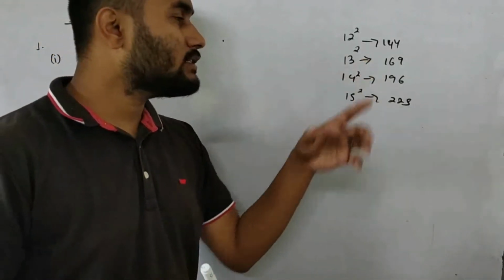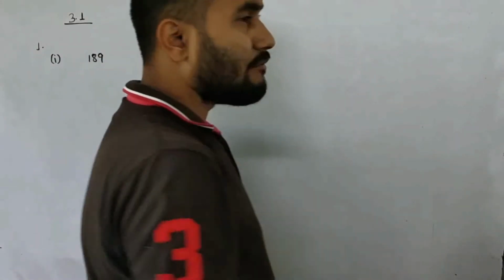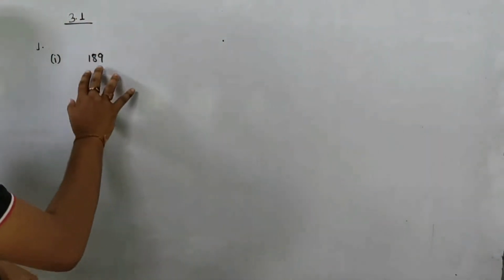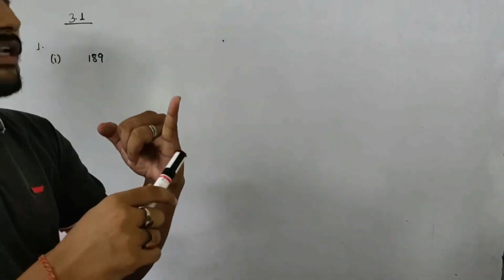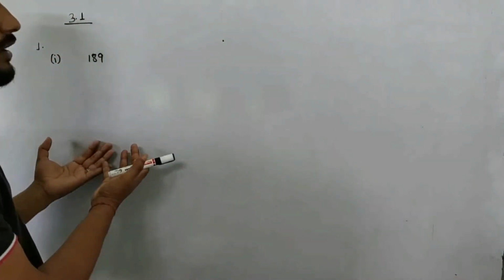If you have memorized, directly you can give the answer. In the exam it will take only 1 second. 189: I know 14 square is 196, I know 13 square is 169. 189 is not there. If it is not there, it is not a perfect square.